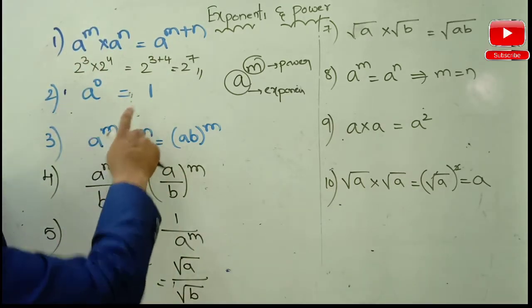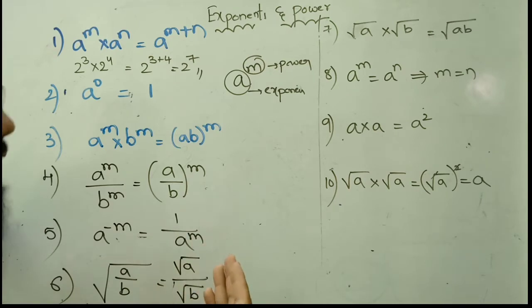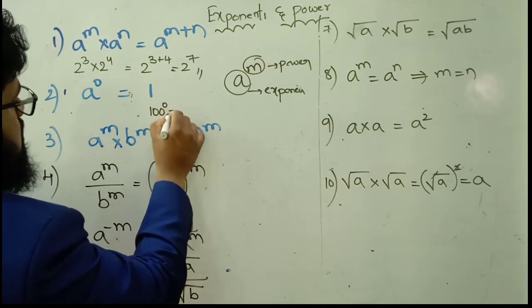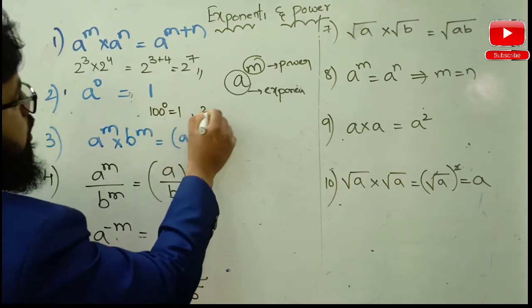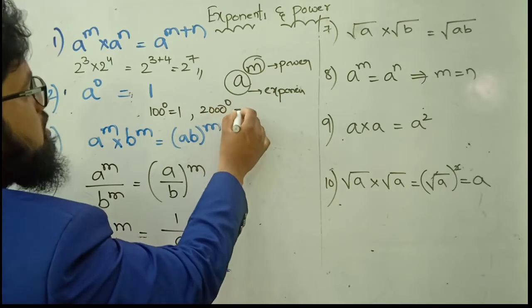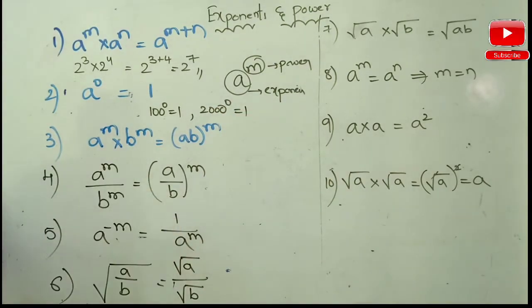Here, a power 0 is equal to 1. We will learn that a power 0 is equal to 1. For example, 100 power 0 is equal to 1. And one more: suppose this is a 2000 rupees note, 2000 rupees note power 0 is equal to 1. You need to remember this, students.